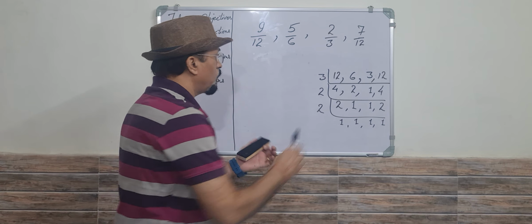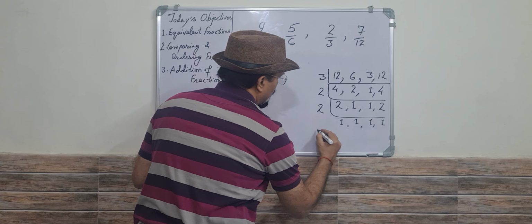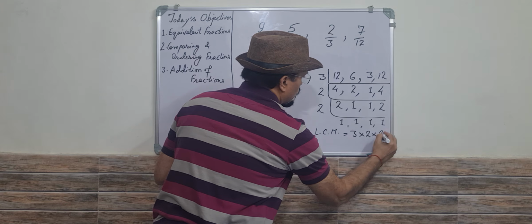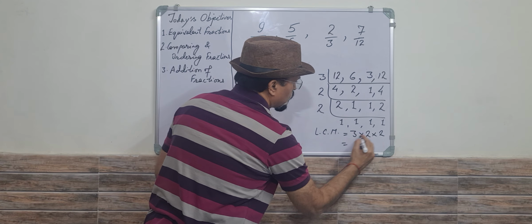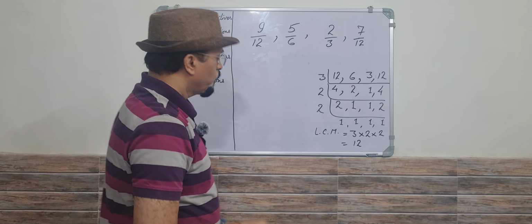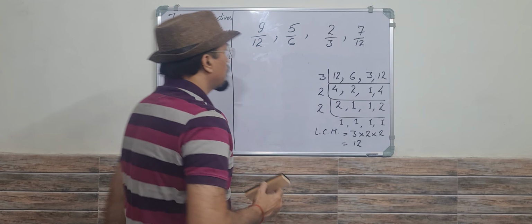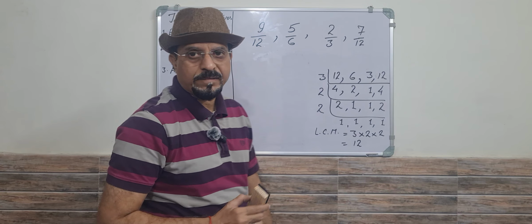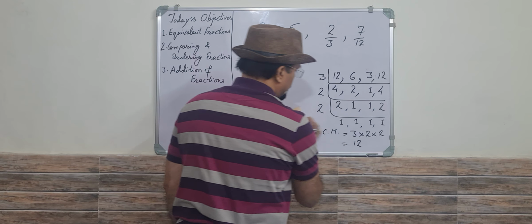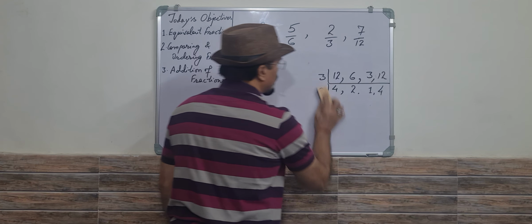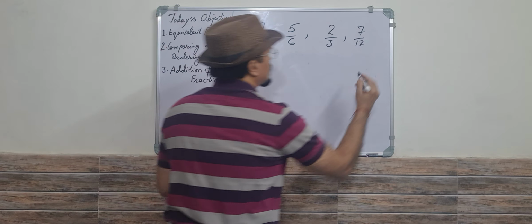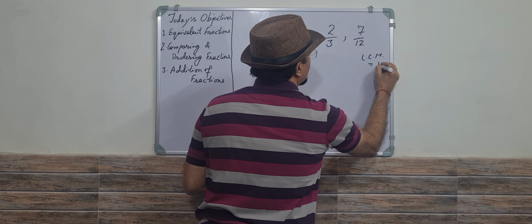And now the LCM of these 4 numbers would be 3 into 2 into 2, 3 2s are 6, 6 2s are 12. 12 is the LCM. So LCM is the number which we need to achieve in the denominator of each of these fractions to make them equivalent fractions and to compare them. So 12 is the LCM. Let me write here, LCM is equal to 12.